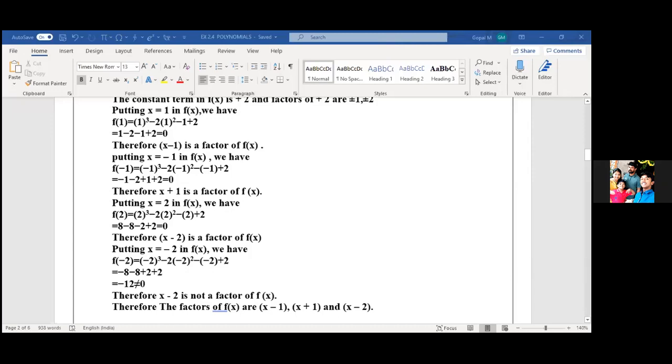Okay. Now this sum is clear, children. You need to take the factors for the constant. So what are the factors you are taking? One by one you start applying. Whichever the factors you are getting remainder 0, those things are factors. Am I clear? This is the one method. This method is clear to everyone? Yes, ma'am. So now this is the one method.